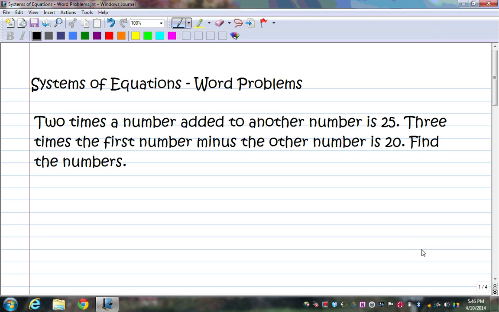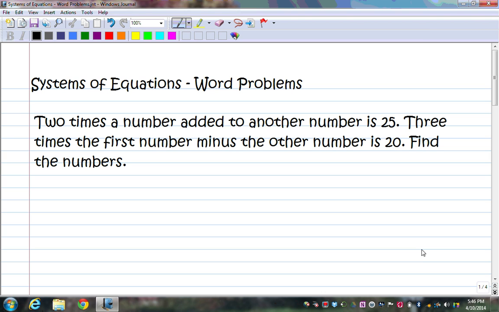Hello everybody! This video is going to teach you about systems of equations in word problem format. This will probably be some of the nastiest word problems you've ever seen so far. They're really not that bad though. Let me look at the first one that I have here. This is a really simple example.